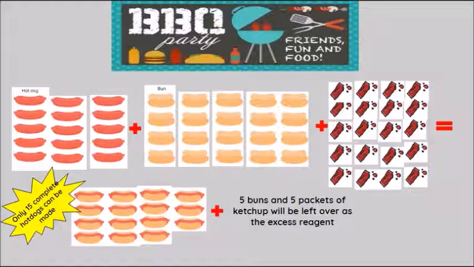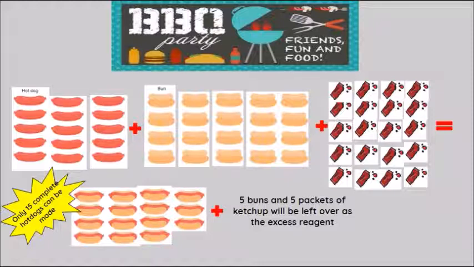Let's take this into perspective from our everyday lives. Let's say you're throwing a summer barbecue party and you're making hot dogs for the guests. You have 15 invitees, 20 buns, 15 sausages, and 20 packets of ketchup. Each hot dog requires 1 packet of ketchup, 1 bun, and 1 sausage.